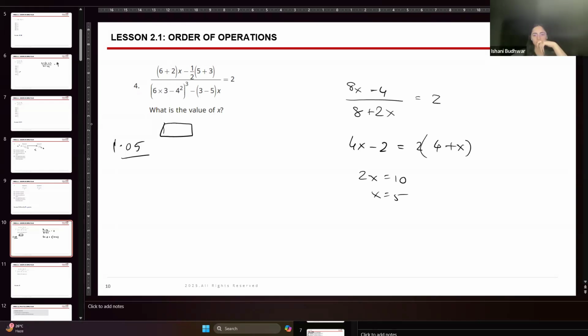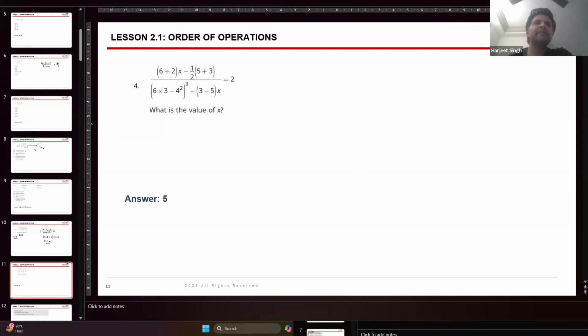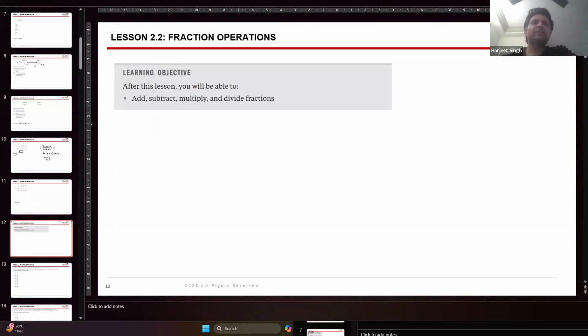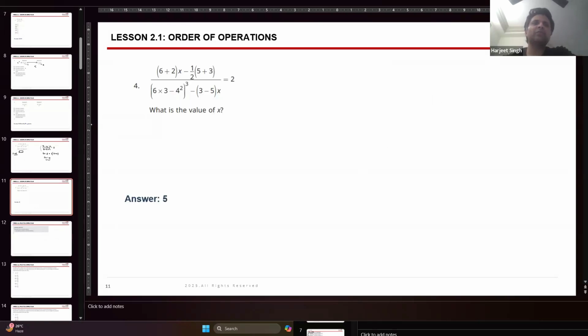But you can get rid of an extra 2 here. Divide both these by 2. Any which way, it will not make too much of a difference. All right, so this was on order of operations.